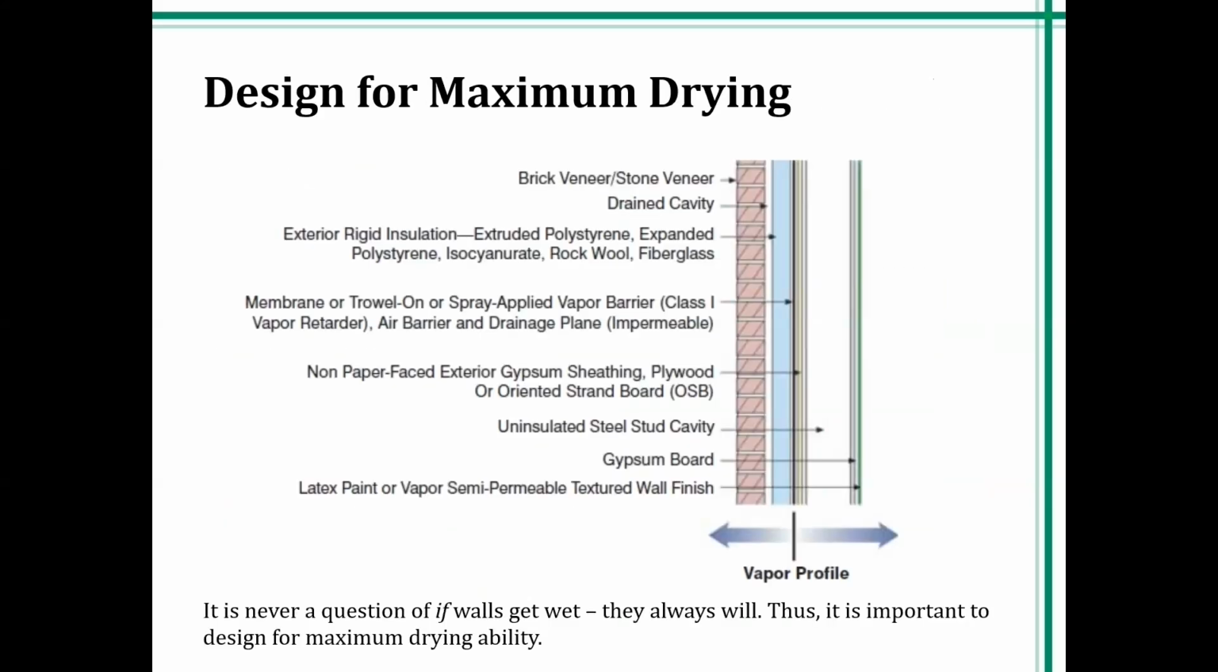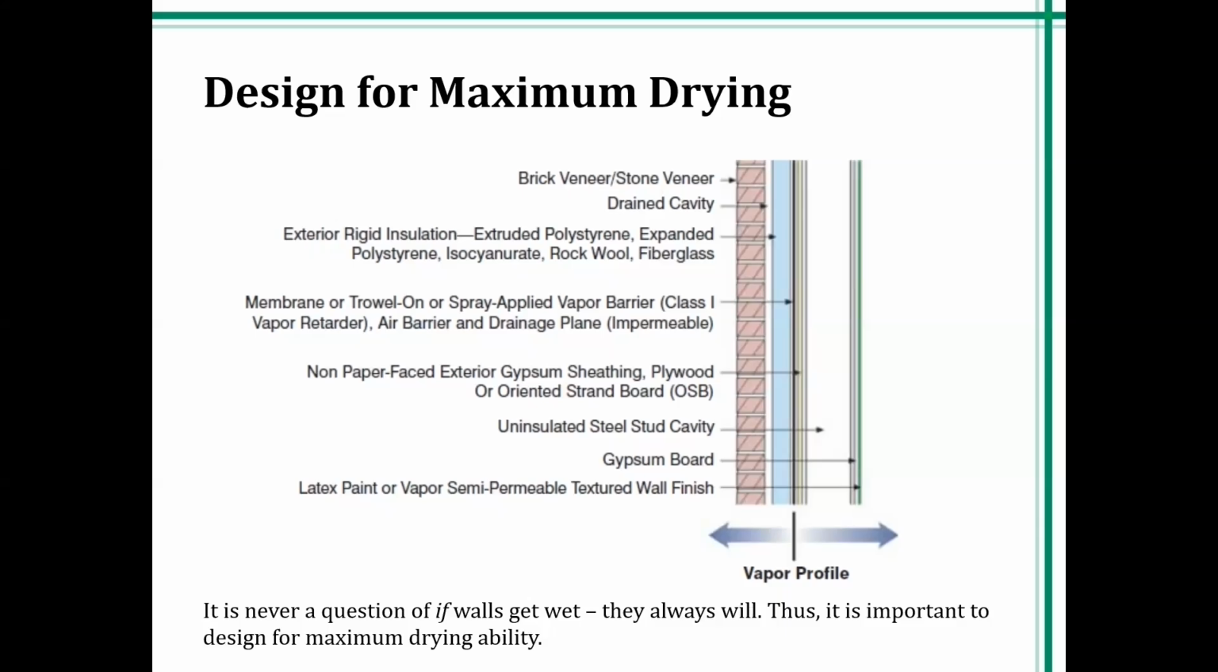Always design for maximum drying. It's never a question of if walls get wet, they will. So if we can put the entire environmental separation on the outside of the wall, leaving the rest of the wall to breathe and more or less condition to the building's interior, again, without a water vapor restrictive interior finish, any incidental moisture that gets between our framing is still allowed to get back to the building's interior because the mechanical systems are always maintaining a set temperature and set humidity.